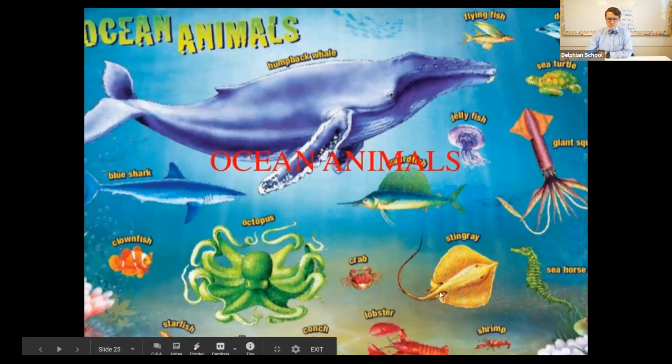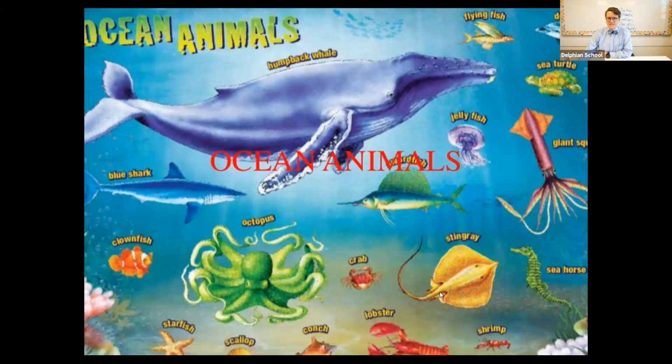Ahmed's favorite animal is a whale. Very nice. Milo says dolphin. I love dolphins. Dolphins are very smart. Not as smart as you guys, though, because I don't think there's any dolphins on this webinar.